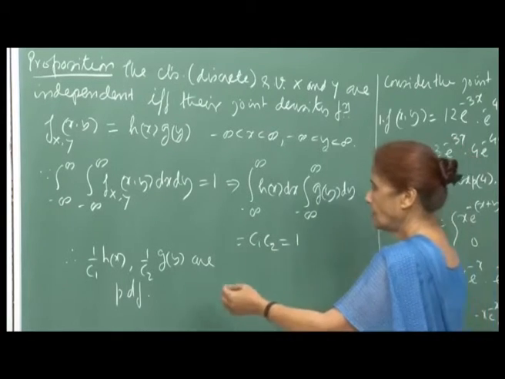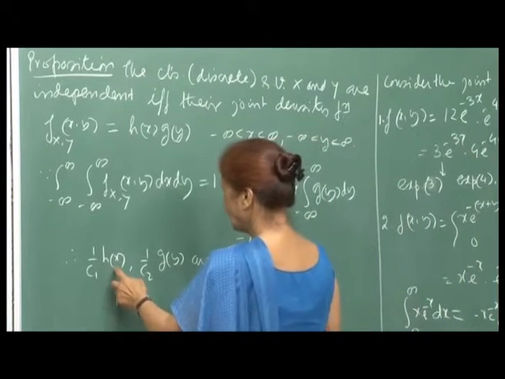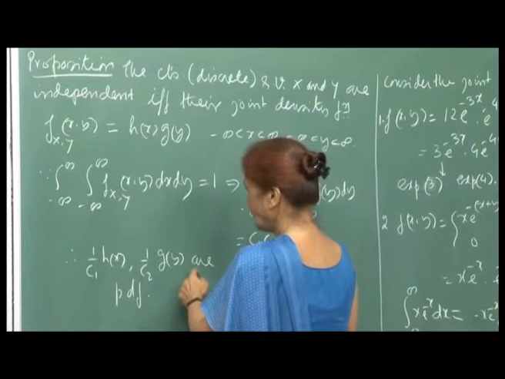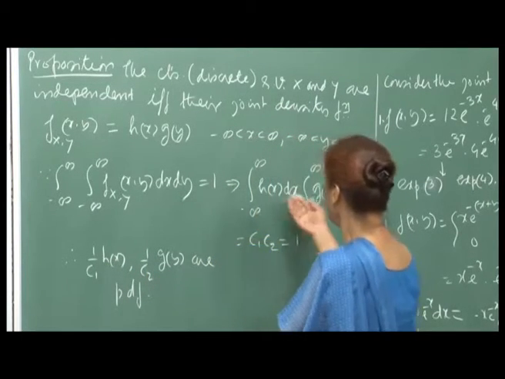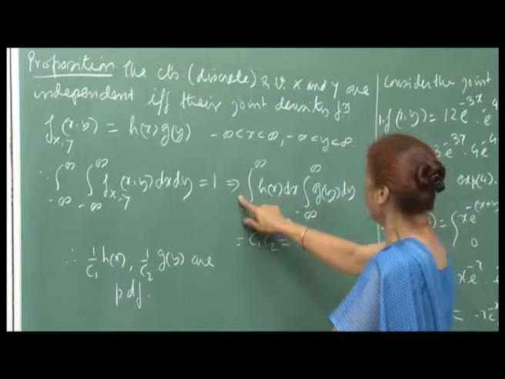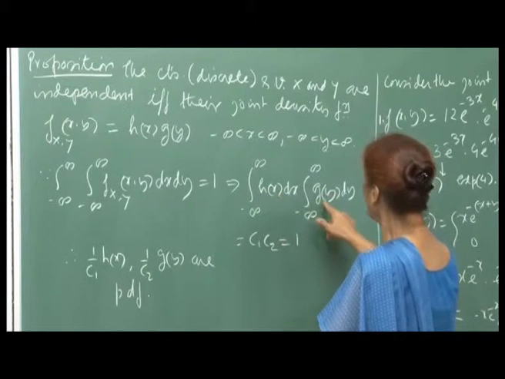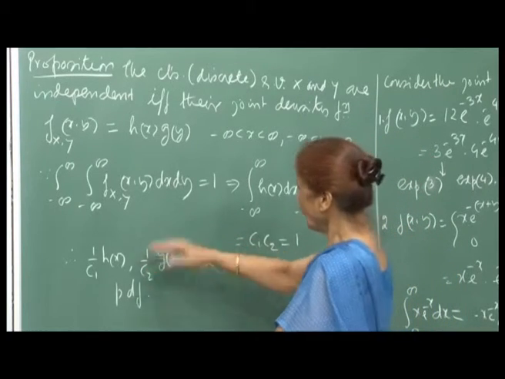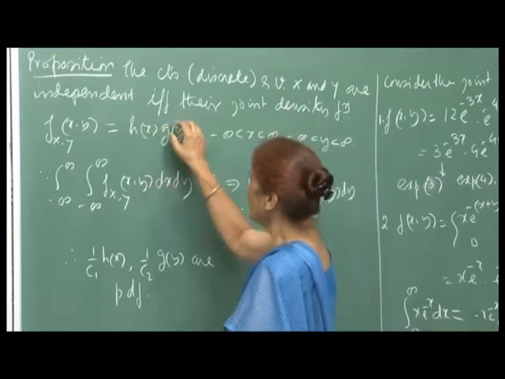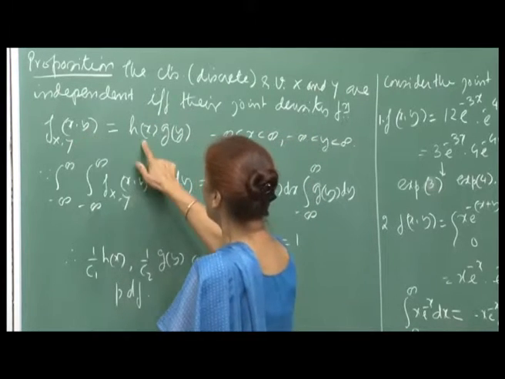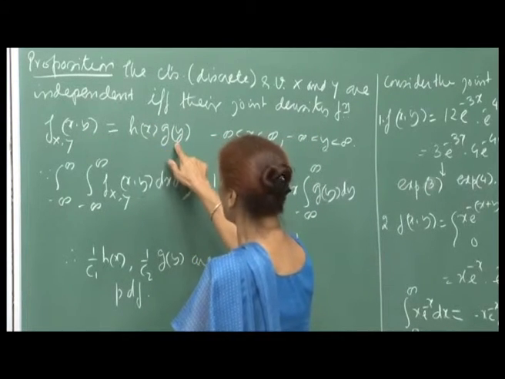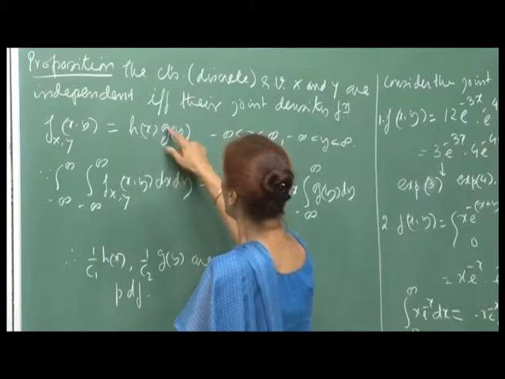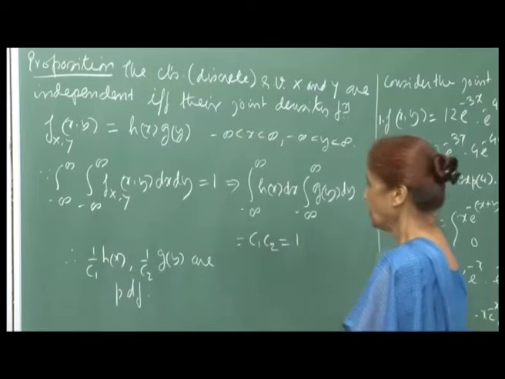So, therefore, you see 1 upon C1 h(x) will be a PDF and 1 upon C2 g(y) will also be a PDF, because by definition this is C1. So, 1 upon C1 will be 1 and here 1 upon C2 will be 1. So, therefore, this is the thing. That means you will always be able to convert these two, since this is a PDF and if it is a product of two such single variable functions, then you will be able to convert both of them into PDFs. This is the idea.